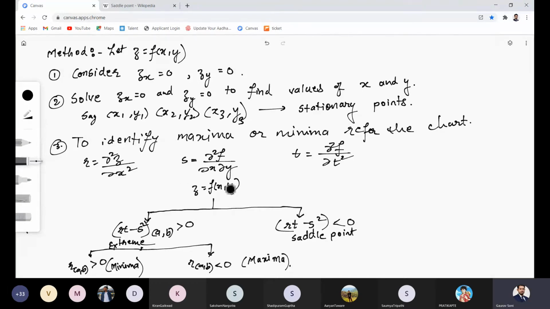So once we get the points, we need to look at these conditions and declare maxima, minima. You can take a screenshot of this so that I can go to examples of it.